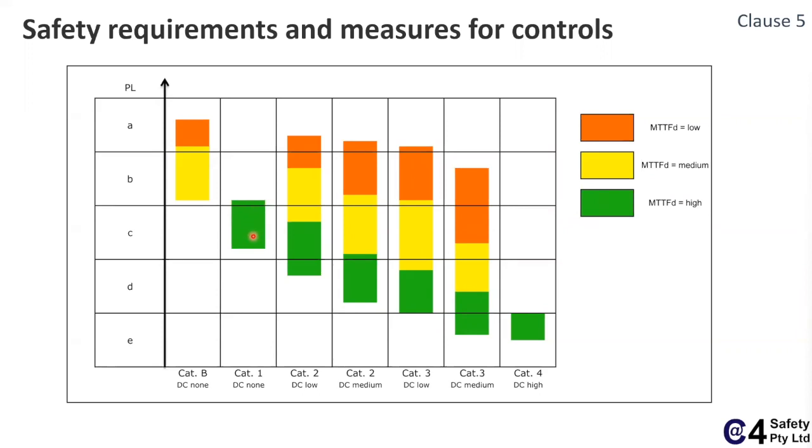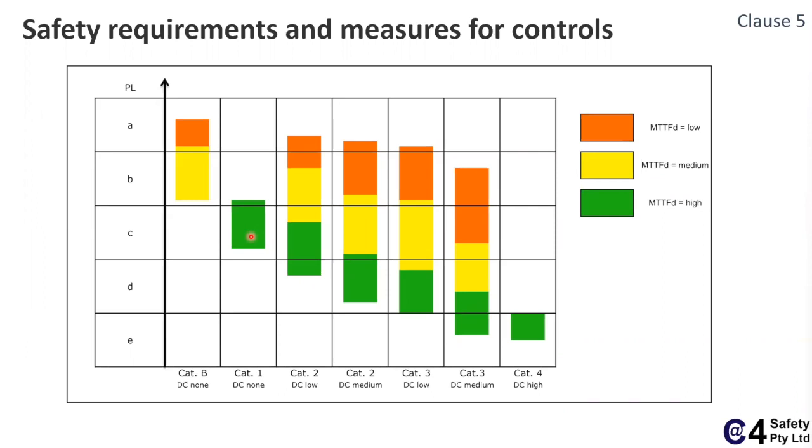So in C, you are obliged to use high quality, high mean time to dangerous failure components. However, the standards don't mention anything about architecture. So presumably that means you could have a category 1 control system for all of these machines. Now, category 1 in the old style of category selection simply refers to low severity of injury.